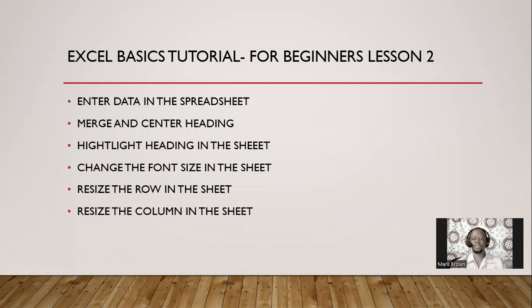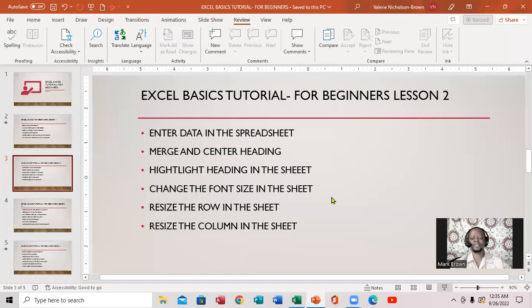In part 1, we looked at how we can restore up, restore down, resize and all of that. So right here in part 2, we're going to be looking at how we can enter data in the spreadsheet, merge and center the heading, highlight the heading in the sheet, change the font size in the sheet, resize the row, and resize the column. So this is what we're going to be looking at in part 2. I want to get started.